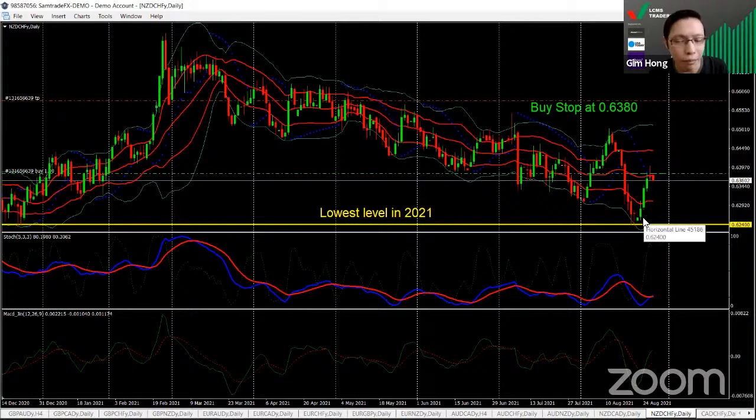Not to say that long-term, it's more like if it actually goes up, I'll reevaluate how everything goes, you know, if there's further news coming out from the New Zealand side or the Switzerland side.